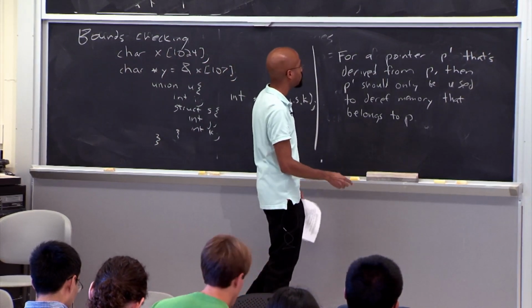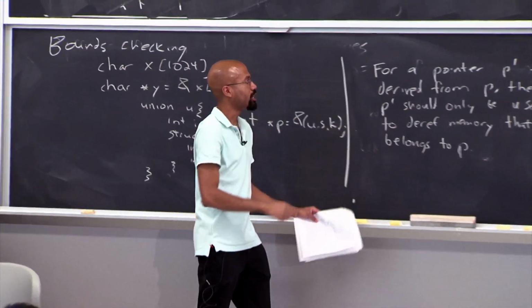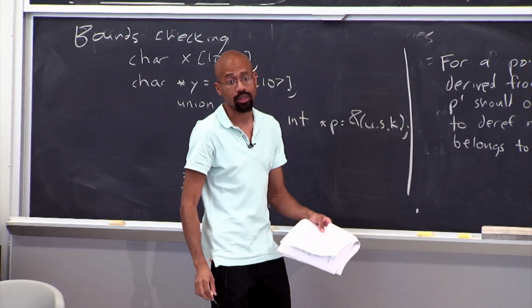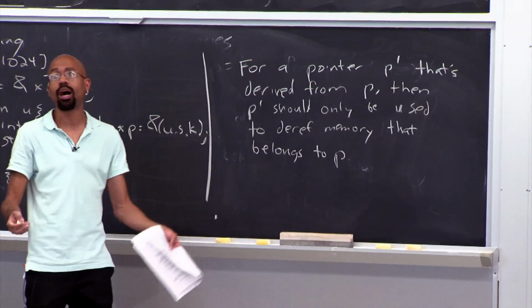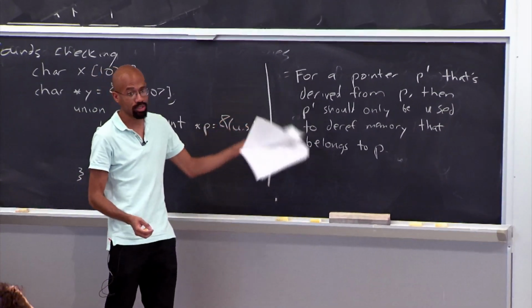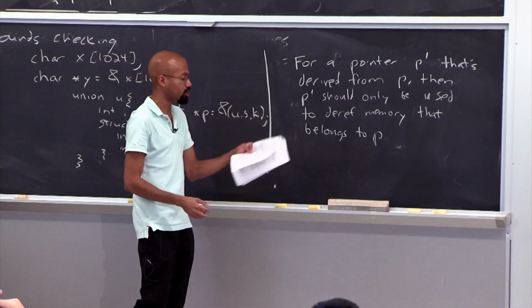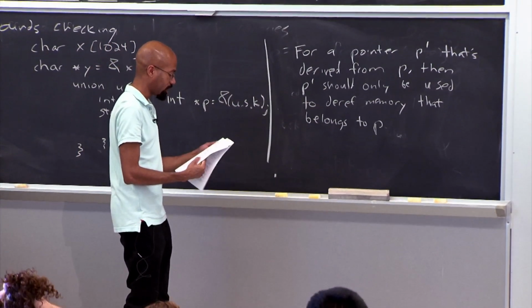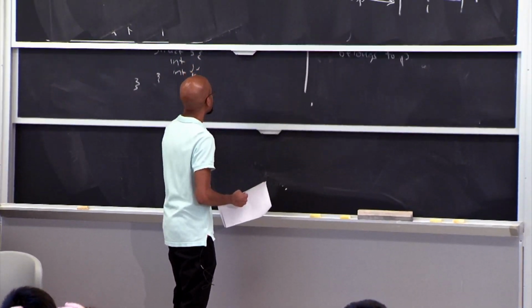Now, the challenge with enforcing these types of semantics is that in many cases you need help from the compiler. You typically need to recompile programs to enforce these semantics. So that can be a drag for backwards compatibility. But this is the basic notion of bounds checking. So what are some ways that you can implement bounds checking?